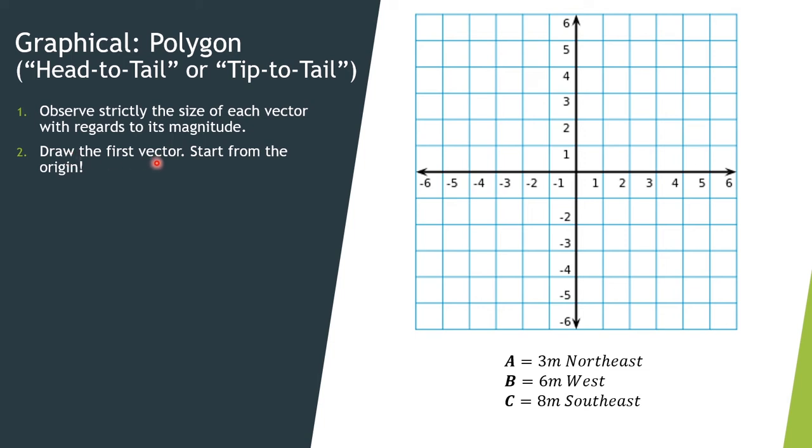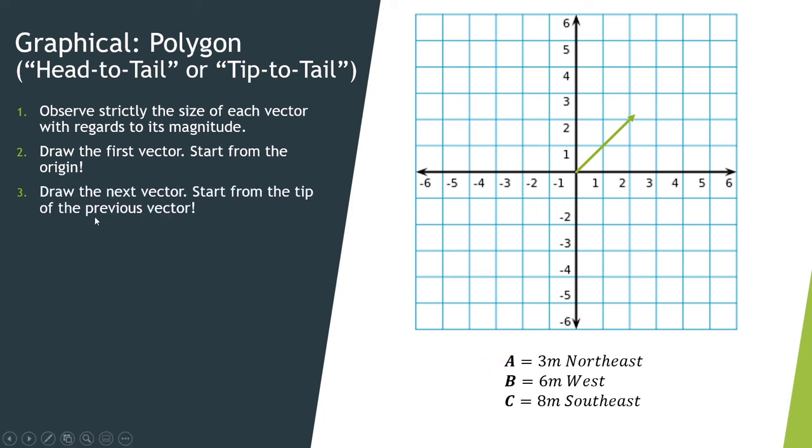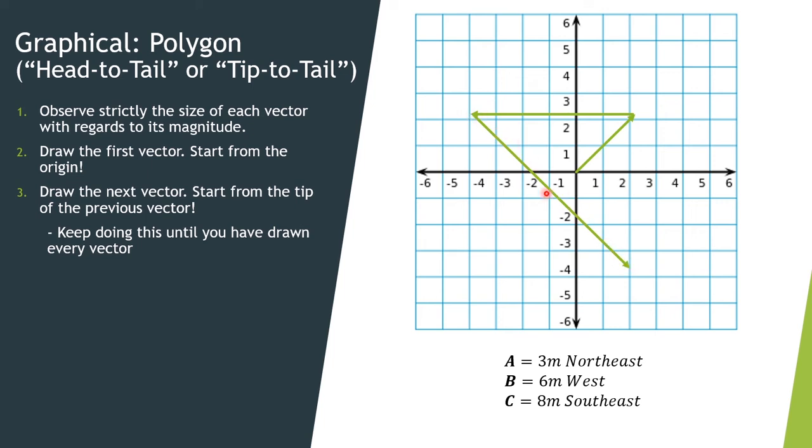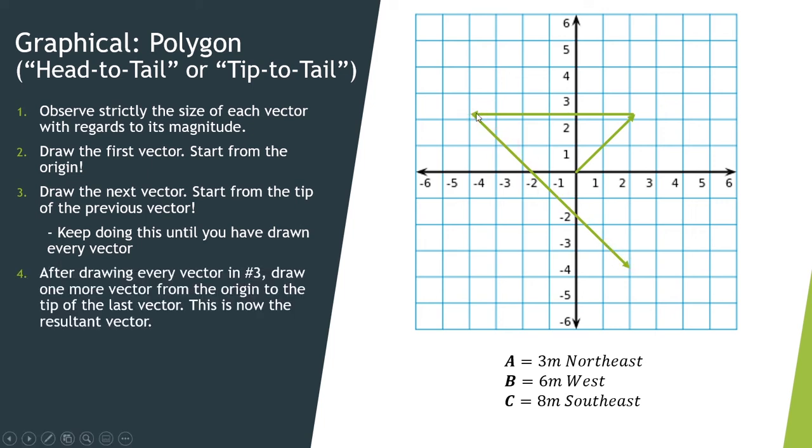Number 2, draw the first vector. Start from the origin. That's very important. Start from the origin. That's vector A, 3 meters northeast. And then draw the next vector. Start from the tip of the previous vector. So from the tip, we draw the second vector. And then keep doing this until you have drawn every vector. And there you go. That is vector C. Okay, we drew it from the tip of the last one.